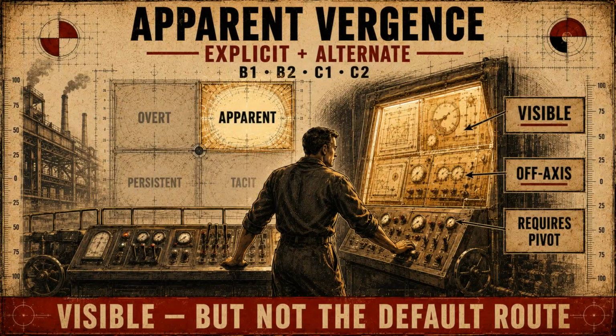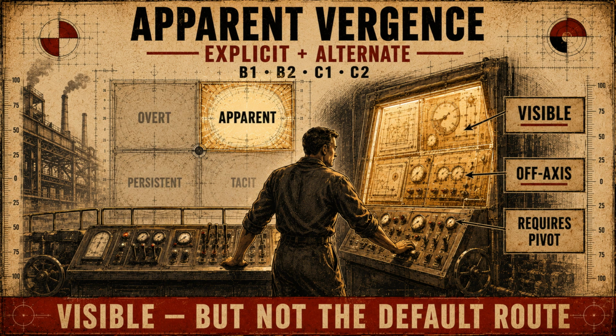The second vergence is apparent, explicit, but alternate. This means the information can appear clearly in awareness. It is not hidden in the dark, it can be seen, it can be named, it can be inspected, but the psyche is not naturally facing it. To engage apparent functions, the system has to turn. It has to shift away from the main track and take up a different angle.